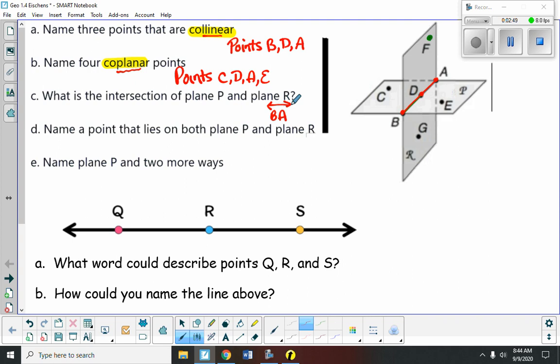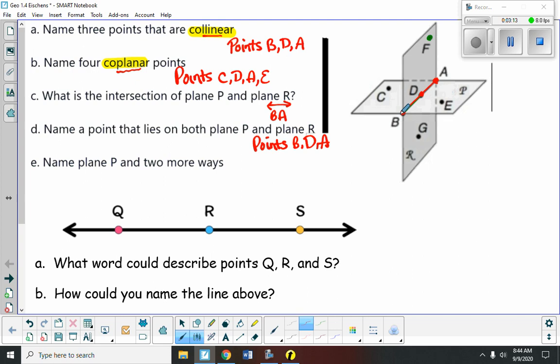The next one says, name a point that lies on both plane P and plane R. Well, the points that are on both planes would be any of these points, B or D or A. So you could answer any of those points. Points, I'll put B, D, and A. Those are the correct, those are on both planes.